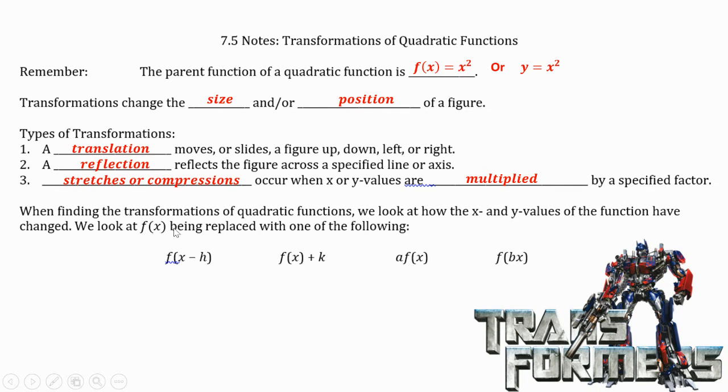Now, when finding the transformation of quadratic functions, we look at how the x and y values of the function have changed. We look at f of x being replaced with one of the following. If we take f of x and on the inside of the parentheses we subtract a number, that's going to make a transformation happen. And if we add or subtract some number outside, that's going to change my function. If I put a number out in front of f of x, it's going to cause something to happen. And if I put something in front of the x, it's going to cause something to happen. So our job today is to explore all these different scenarios and find out how the graph is changing from the parent function.